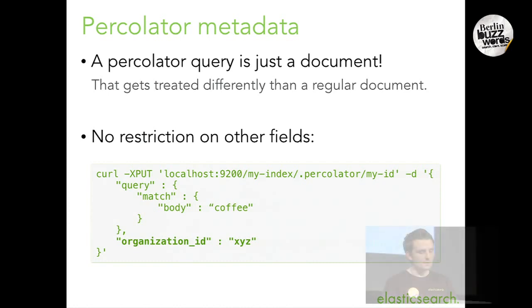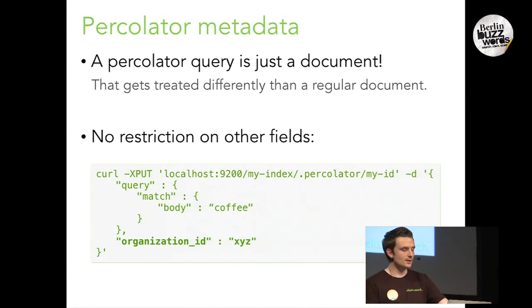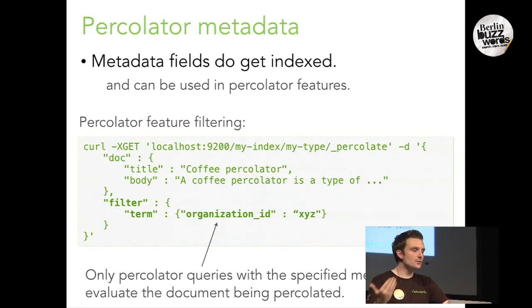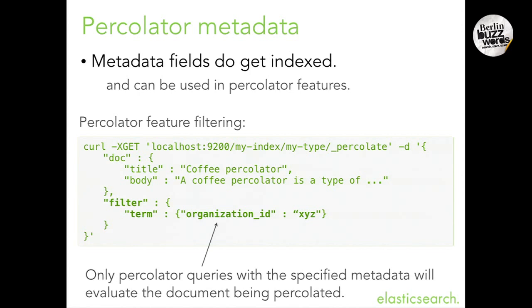Something else. When you add a percolated query, like I said, it's just a document. And the query field and all its subfields just get treated differently. But you're free to associate any other field with it, and those fields do get indexed. So in this case, I add the field organization ID to my percolated query. There are certain features on top of the Percolate API that can interact with those metadata fields. In this case, I tell the percolator to percolate a particular document, but only percolate queries that have the field organization ID with this XYZ value. Also, this can reduce the amount of queries being evaluated, because in the end, it's a linear process. It's very nice. Also, if you don't want other queries being evaluated, say organization ABC's queries should not run on this particular document, you can use filtering for that.